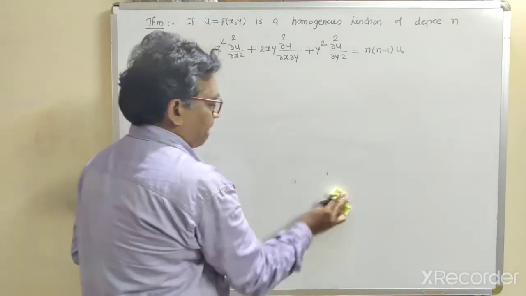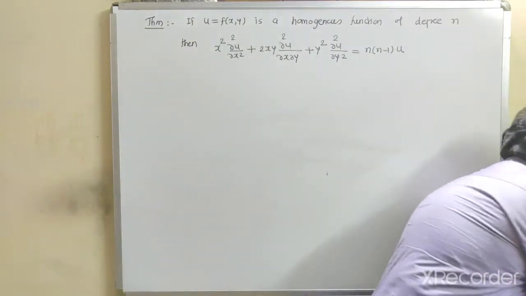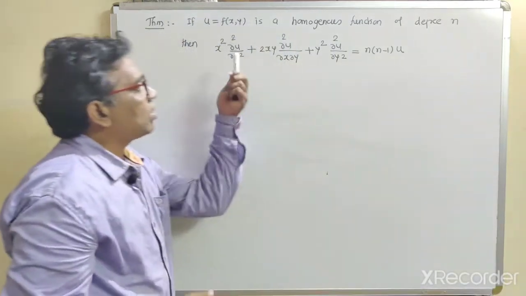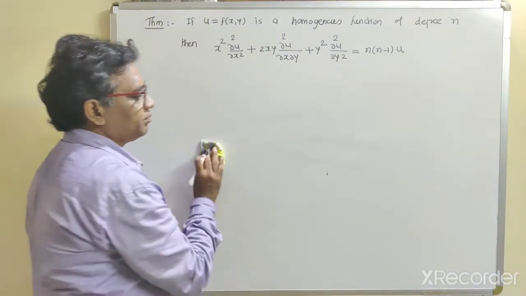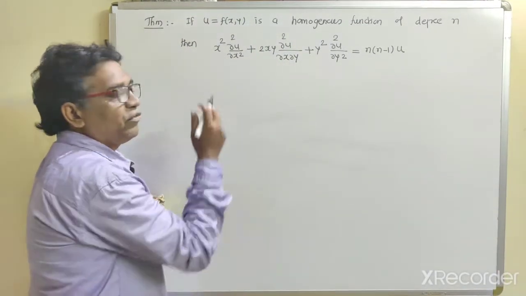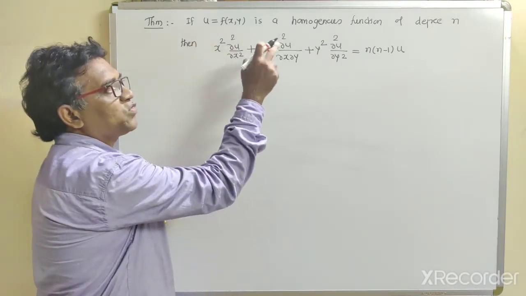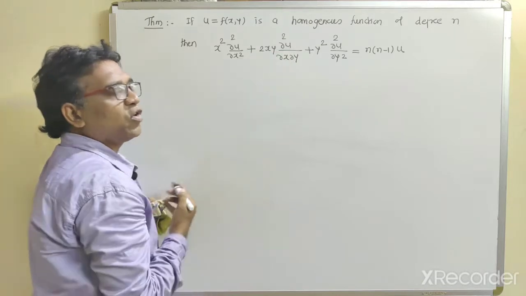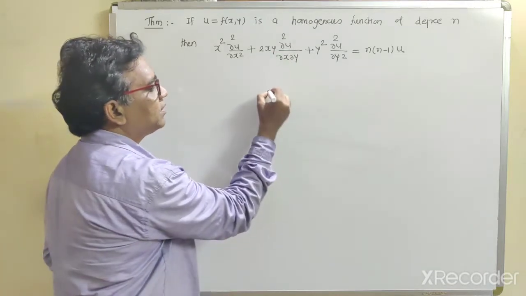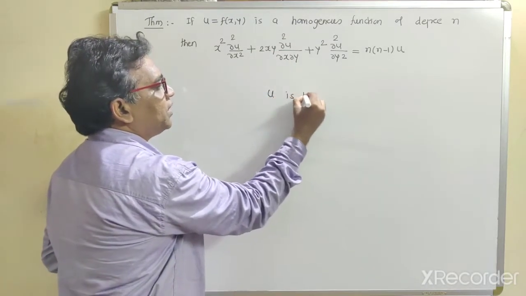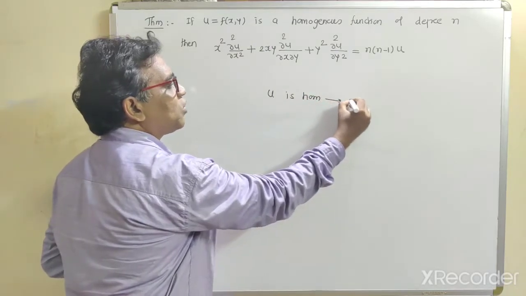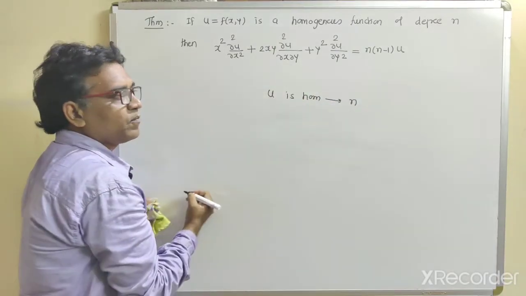Now see, this is the consequence of the Euler's theorem. Now we want to show that if u is equal to f(x,y), a homogeneous function of degree n, what is given? u is a homogeneous function of degree n, this is given.